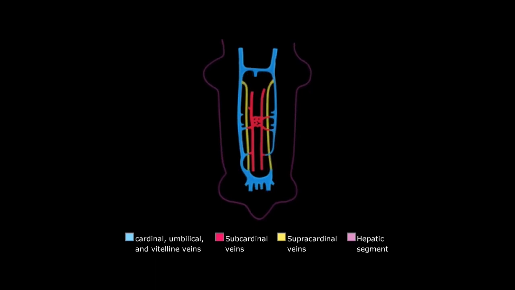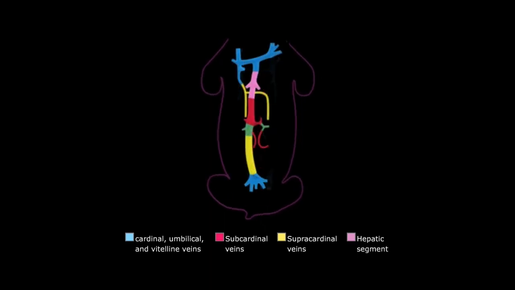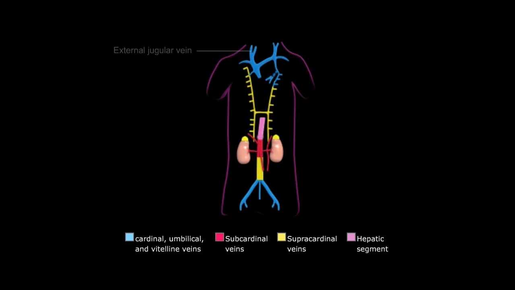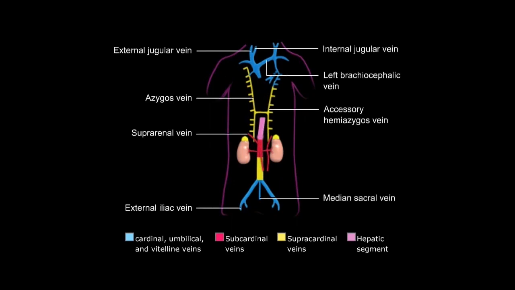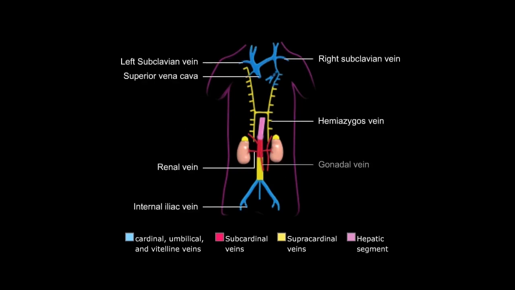The supracardinal veins develop between the subcardinal and cardinal veins and interconnect with the former through anastomoses, shown in green. The inferior vena cava develops from 4 main segments of these veins. The hepatic segment is derived from the hepatic vein and hepatic sinusoids, a prerenal segment from the right subcardinal vein, a renal segment from the subcardinal supracardinal anastomosis, and a postrenal segment from the right supracardinal vein.